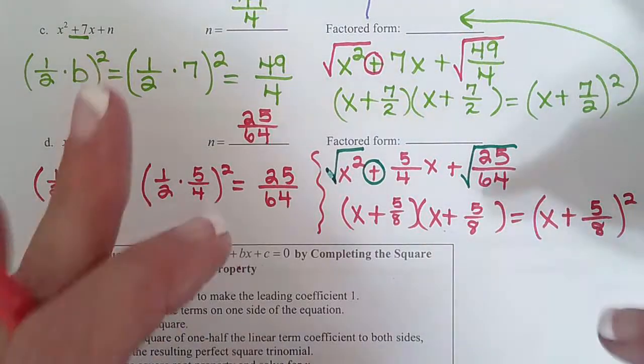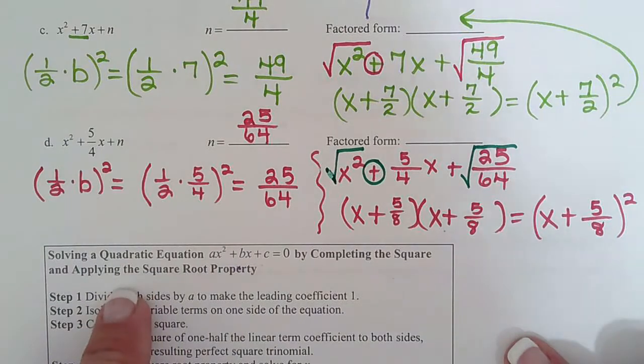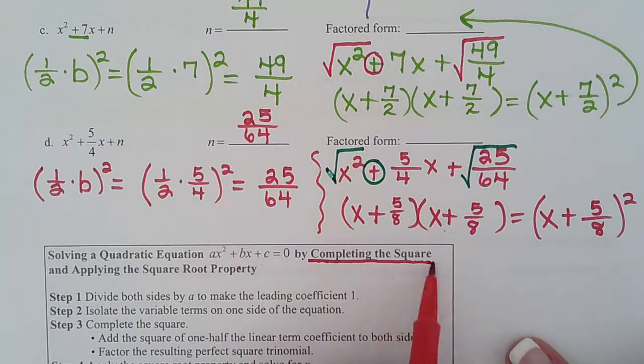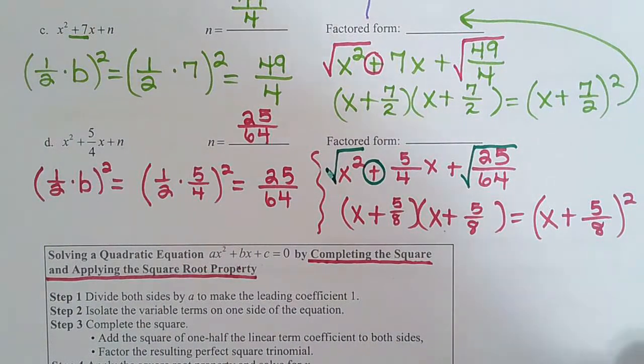So if you have this down and you feel comfortable with it, completing the square will be a piece of cake. I am going to tell you, this is probably the hardest thing we learn in this chapter. So you definitely want to make sure and spend some time on 7.1. Definitely.